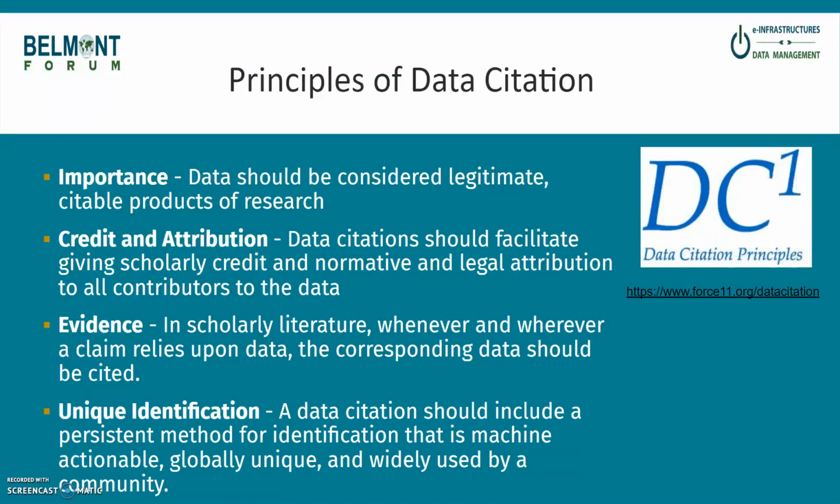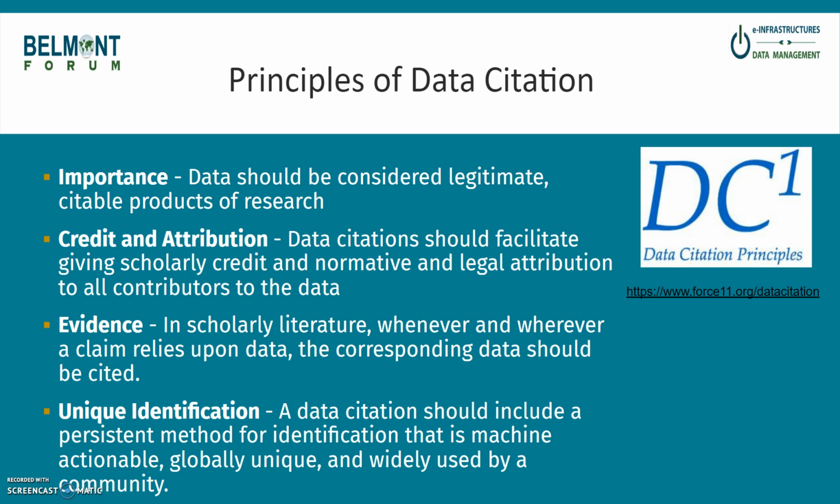Some of the principles of data citation. It's important. Data should be considered a legitimate, citable product of research. For credit and attribution, you do all the work, you collect the data, the hard work of cleaning it and analyzing it, you want it to be cited as well. Data citation should facilitate giving scholarly credit and normative and legal attribution to all contributors to the data. Evidence. In scholarly literature, whenever and wherever a claim relies upon data, the corresponding data should be cited. This data will allow people to do things related to reproducibility, to validate findings, and find new discoveries.